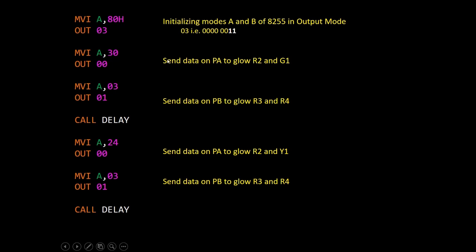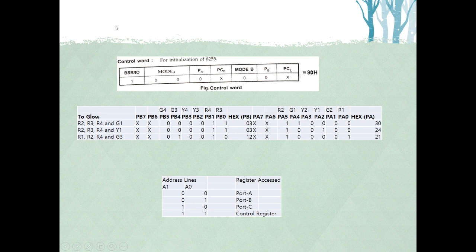This is the code for the type 1 crossing. In this, the first two lines are for initializing the ports A and B of 8255 in output mode. So this 80H is a control word for initialization of 8255. This 80H comes from the fact that port A has to be put in output mode, and port B has also been put in the output mode.